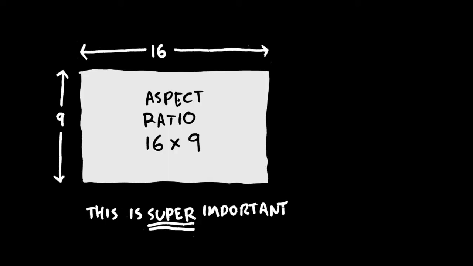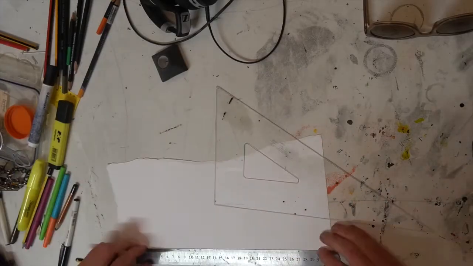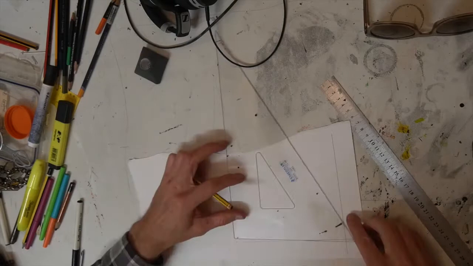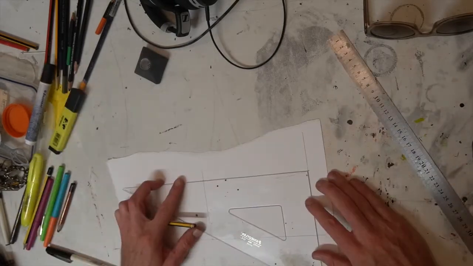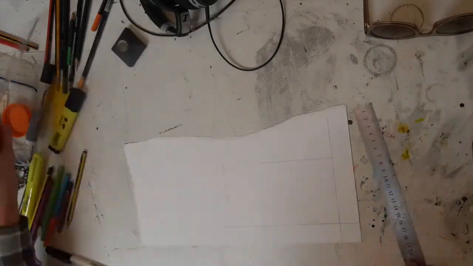To start with, we're going to measure out a 16 by 9 centimeter rectangle, and that is going to be the aspect ratio for our shot. Every time you do a storyboard panel, you have to use the correct aspect ratio that's been set by the film project that you're working on. Super important.